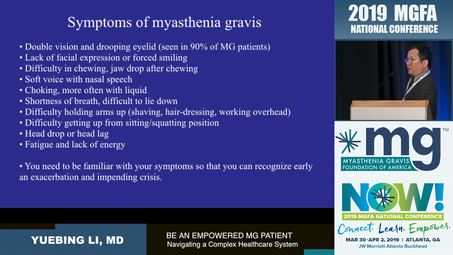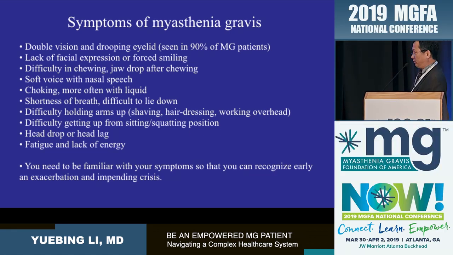All right, what about the symptoms of myasthenia gravis? I'm going to go very quickly. Double vision and droopy eyelids we typically see in 90% of MG patients. Lack of facial expression or false smiling, most doctors don't notice this, even families don't notice this. Difficulty in chewing, everybody knows about this: jaw dropping, beginning to select the food, choking more often with liquid.